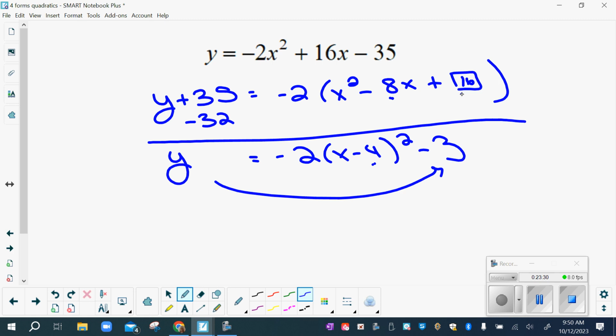Then I do that step. So there's a negative part. Once I pull it out, it switches inside, and then also.